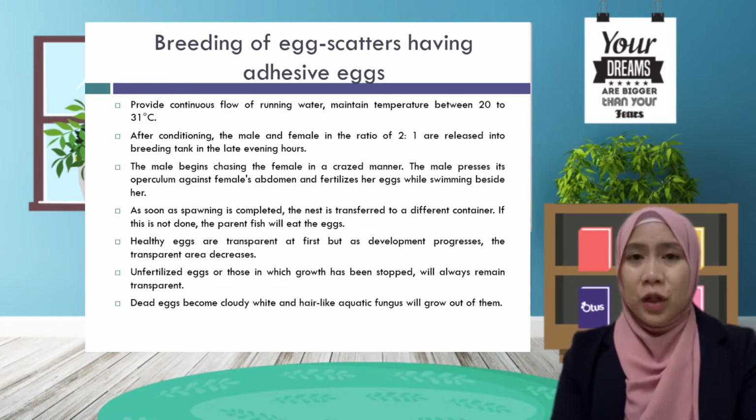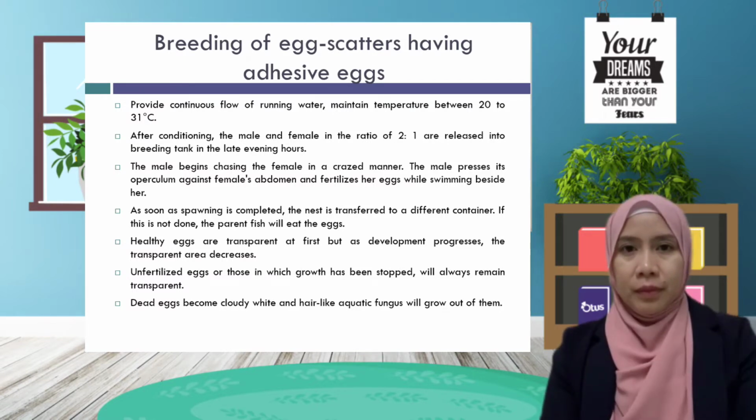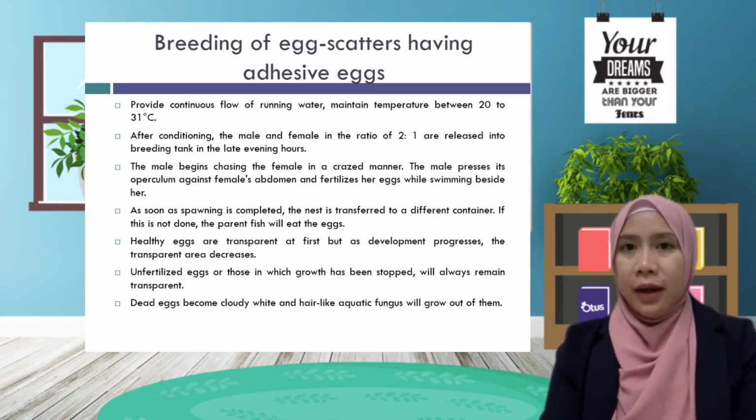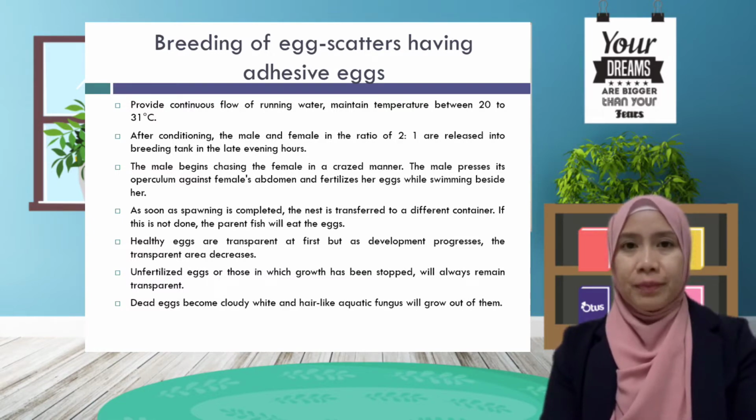Healthy eggs are transparent at first, but as development progresses, the transparent area decreases. Unfertilized eggs, or those in which growth has stopped, will always remain transparent. Dead eggs become cloudy white and hair-like aquatic fungus will grow out of them.